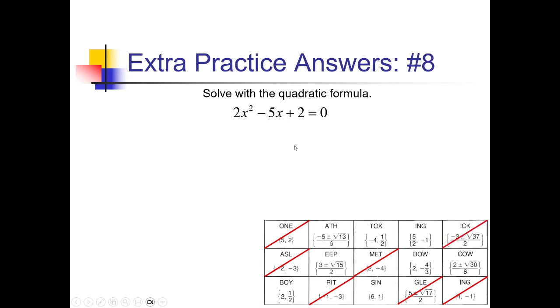For number 8, things continue to change. We're back to using x, but for the first time, we have a squared coefficient that's not 1. No invisible 1 here. We've got a 2 this time. So this ought to be interesting.